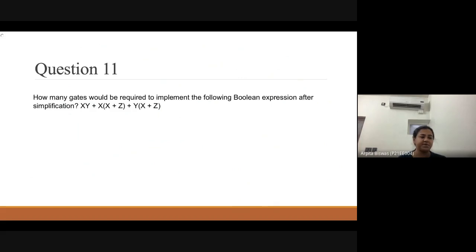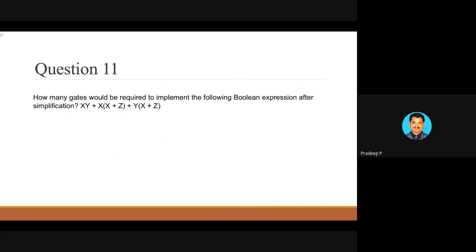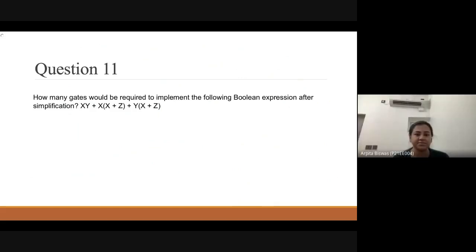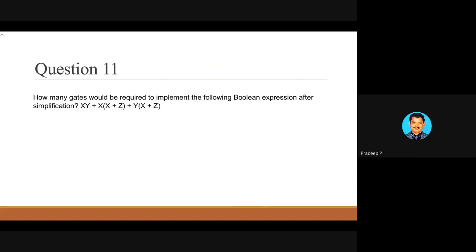Nazma, how many gates are required for this case? Zero, ma'am. Only output 1, we will get the answer. After simplification, we will get 1, madam. Xy plus x into x plus xz plus yx plus yz. Xx is 1. 1 plus any Boolean function is 1. Okay, Nazma, what is the right answer? After simplification, how many gates are required? One gate. Even that is not required. After simplification, the only answer is 1 for the Boolean expression.